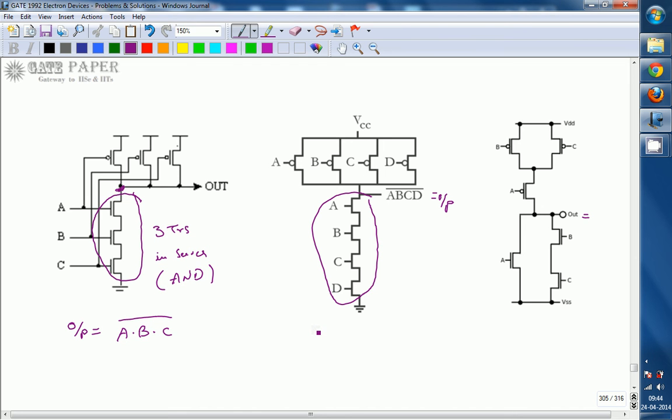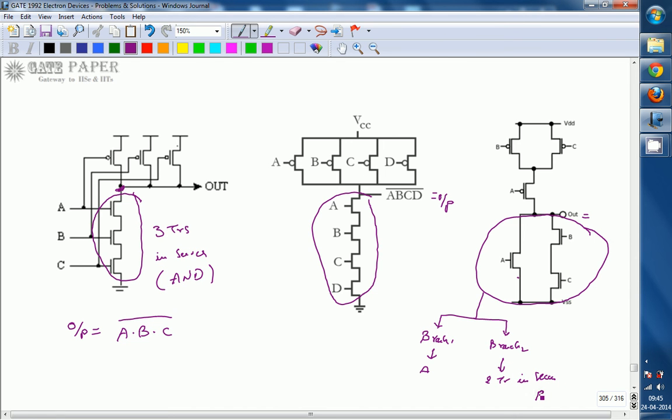Now this is going to be called the pull down network. The pull down network consists of two branches. Are those two branches in parallel or not? This is branch 1 and this is branch 2. Branch 1 consists of a transistor with input A, and branch 2 consists of two transistors in series with inputs B and C.